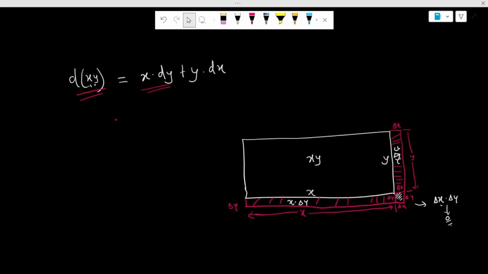and therefore we say that change in xy is equal to x change in y plus y change in x. So this new rectangle at the bottom is x into change in y, this new rectangle at the right is y into change in x, and this small rectangle with the dimension change in x and change in y is nearly 0. So this is the logic behind the product rule.